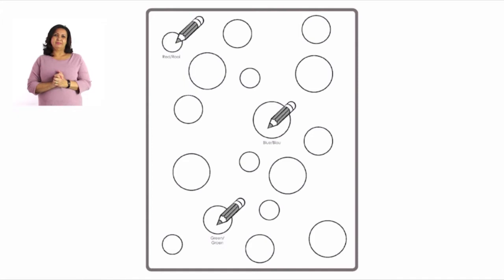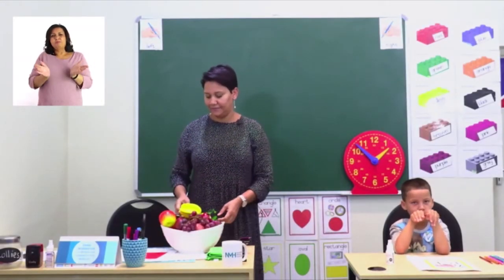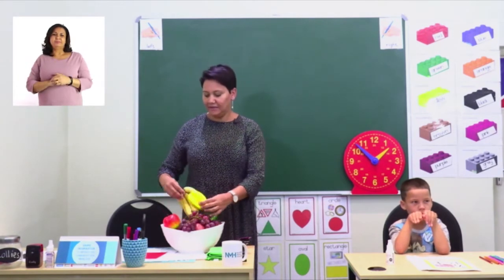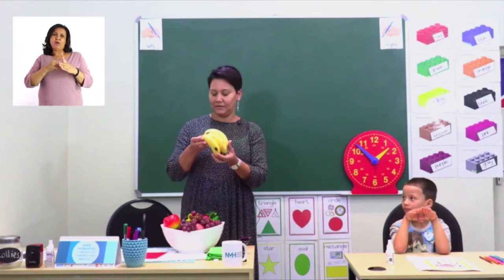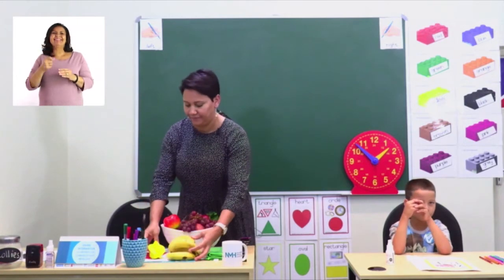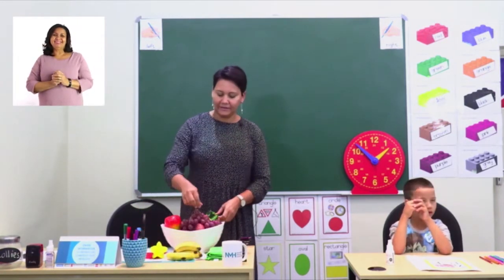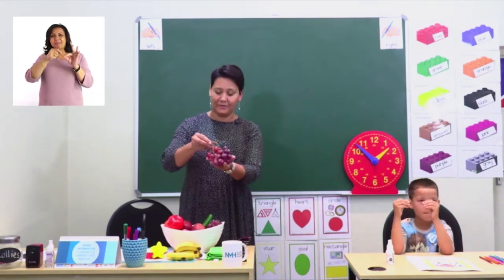I have a fruit bowl for you here. So let's look at the colors of the fruits that we have here. A banana is yellow, but maybe not such a very bright yellow color. But if we look at the star fruit, it is lovely and yellow. Let's look at the grapes. What color are they? They are purple.